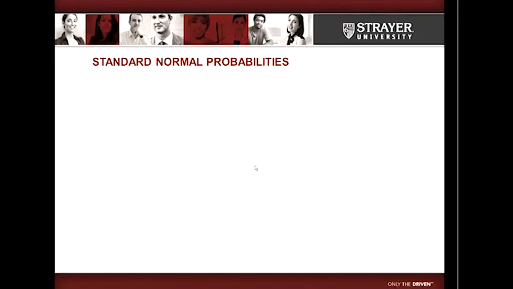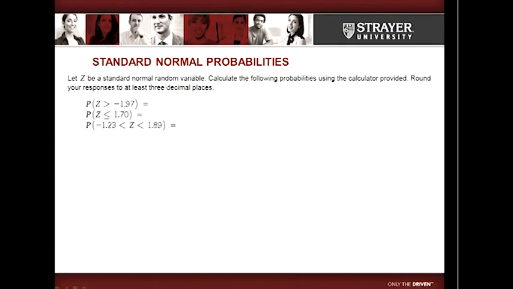Standard normal probabilities. So let z equal a standard normal variable. Now this is going into z-scores and the normal curve. The title of this topic is called Standard Normal Probabilities.